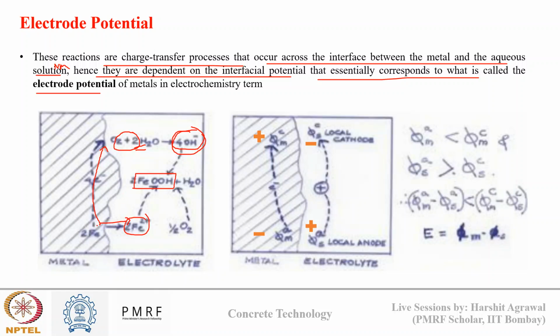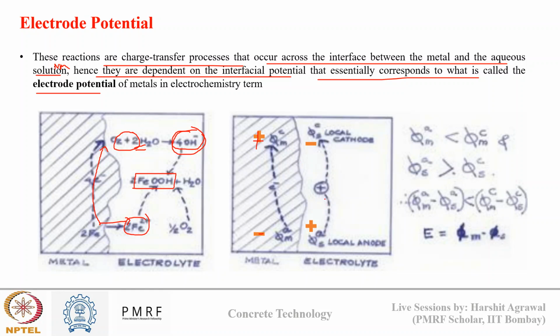Now inside the metal electrons are moving and outside the metal charge is moving. If we see the second figure, between these two sides, the electron inside will be moving from a negative terminal to a positive terminal, while the positive ion outside will move from a positive terminal to a negative terminal.